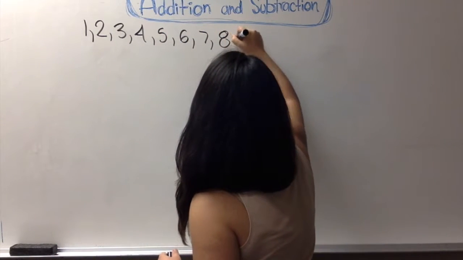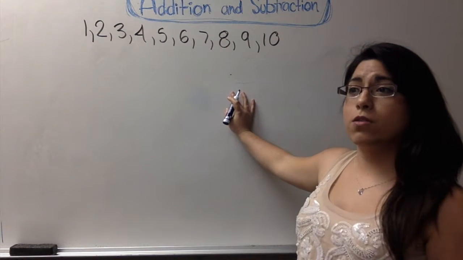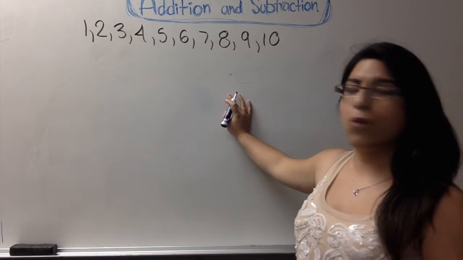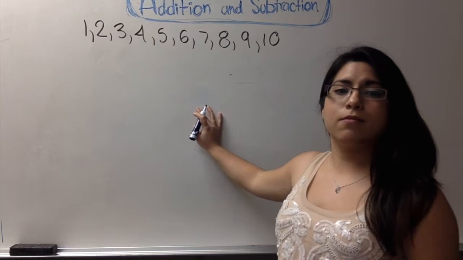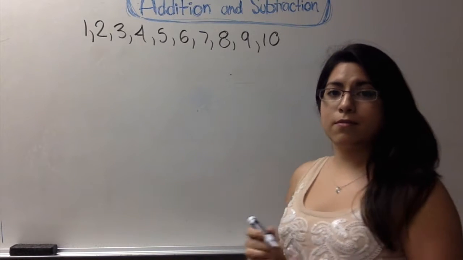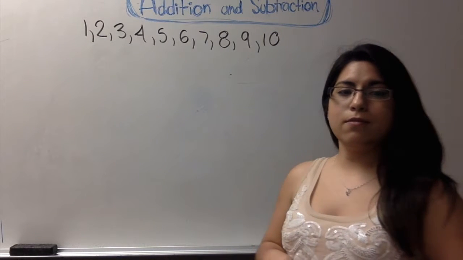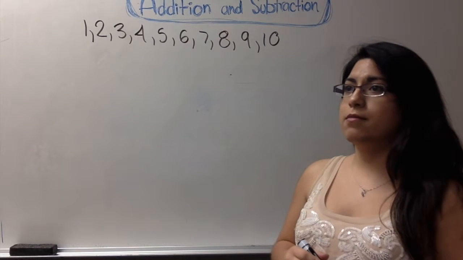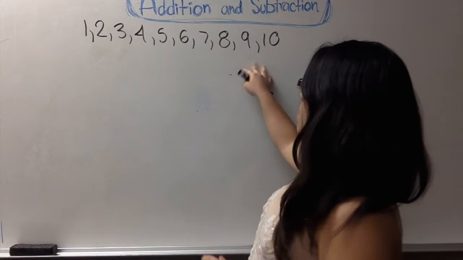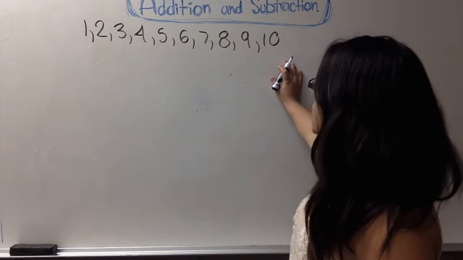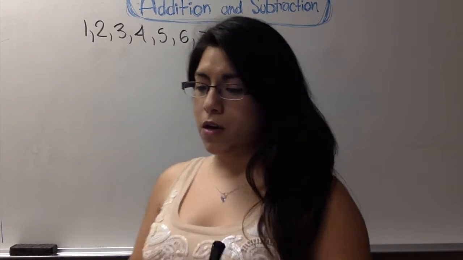Seven, 8, 9, and 10, right? But what can we do with these numbers? What are they for? We can play with these numbers. Numbers are used to count objects or to count groups of numbers.